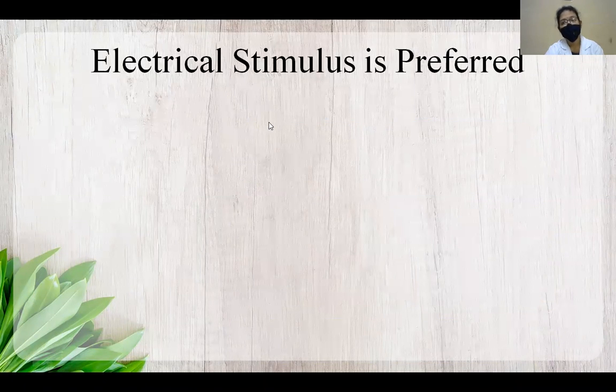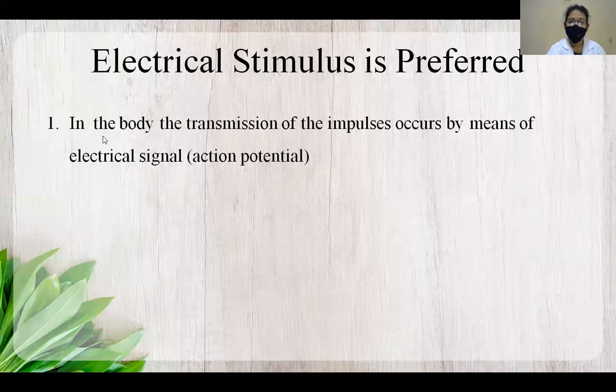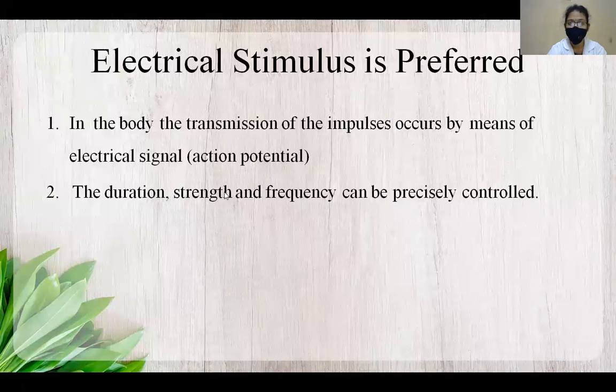Now, in our amphibian practicals, the most preferred stimulus is electrical stimulus. Why do we prefer it? In the body, all our action potentials are generated and transmitted by means of electrical signals, so electrical stimulus is similar to an action potential. Second, and most important, the duration, strength, and frequency of the stimulus can be precisely computed.